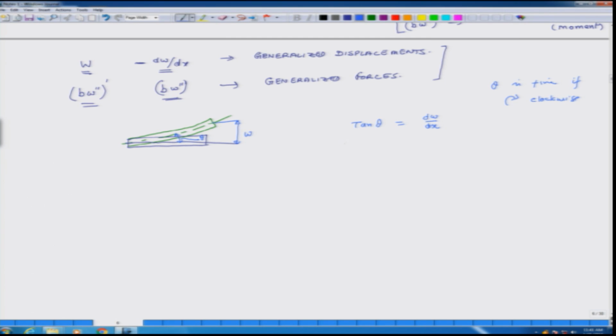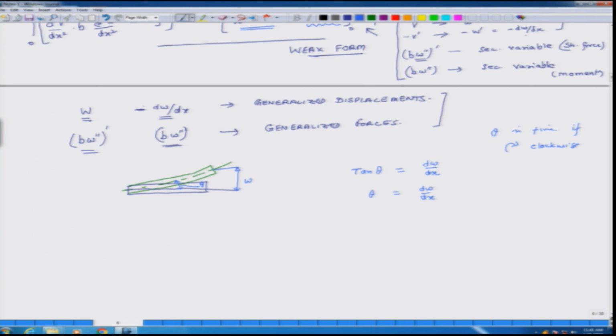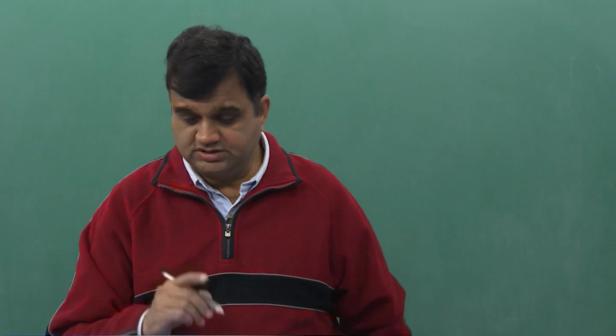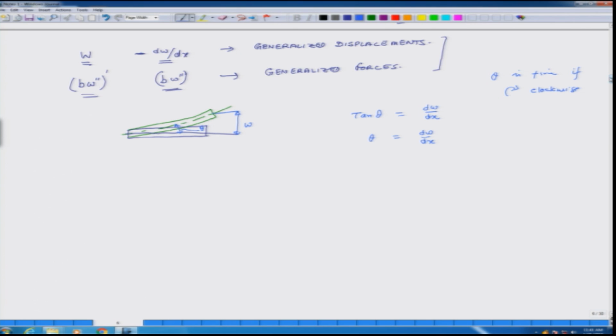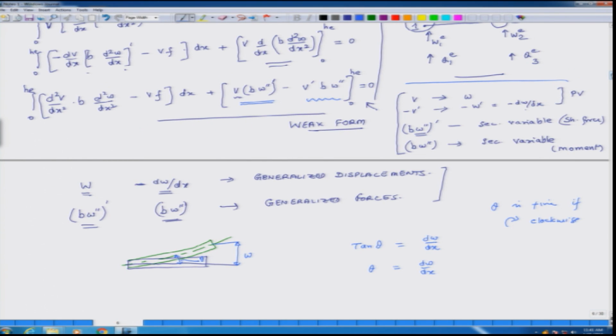right. Now, because this theta is very small, I am taking a very small differential element, I can also say that theta is equal to dw over dx. But theta is positive if it is clockwise. Now, in this case it is negative. So, that is why I say that my degree of freedom is negative dw over dx. So, it is important, otherwise we will have some errors in our equations based on our convention. So, what we will do is rewrite this equation.